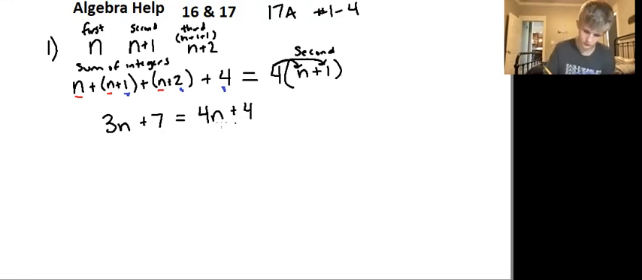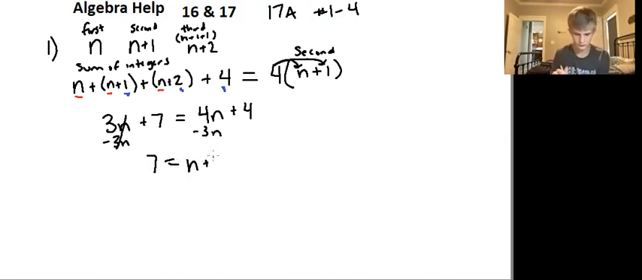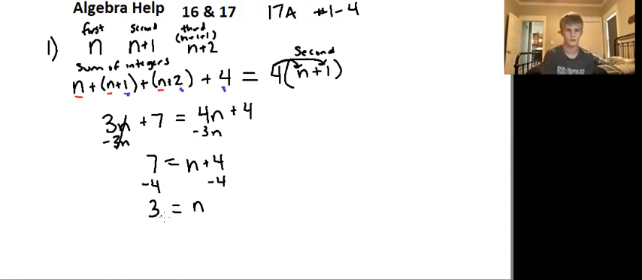Now this looks hopefully more simple and easier to solve. I'm going to move the 3n over here. So I'm going to subtract 3n on both sides. I'll have n plus 4. And then I'm going to move the 4 over by subtracting it on both sides. And so Drew, what'd you get for n? 3. That's right.